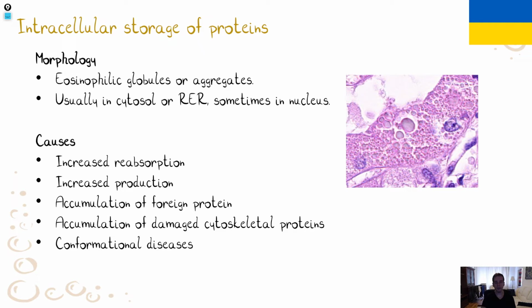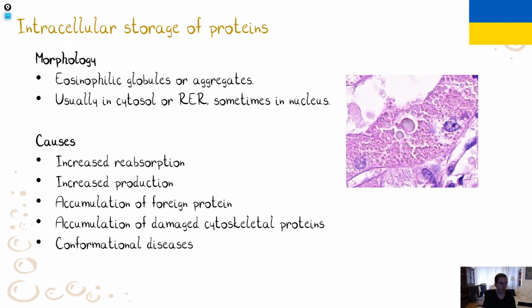How does it look? Accumulation of proteins in a cell is eosinophilic, and usually it has an appearance of eosinophilic globules of various size, and sometimes it can be, let's say, a less oval aggregate of hyaline material of eosinophilic proteins. The storage is usually in the cytosol or rough endoplasmic reticulum. Sometimes it can be intranuclear.